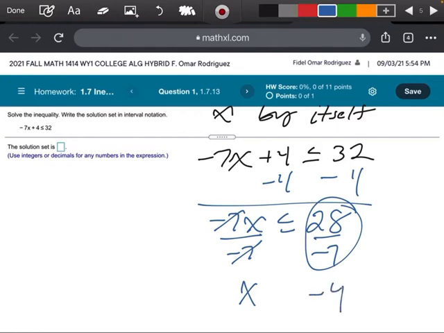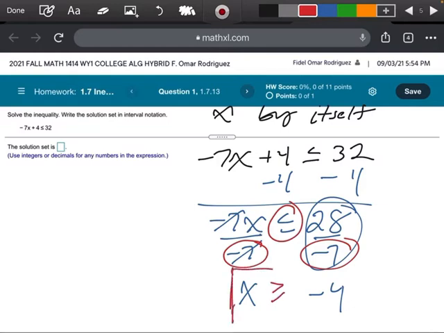Now this is the thing we got to remember here, y'all. Since we're dividing by a negative number, whatever number we divided by, it was a negative number, then this inequality sign needs to switch, okay? So now we have x is greater than or equal to negative 4.